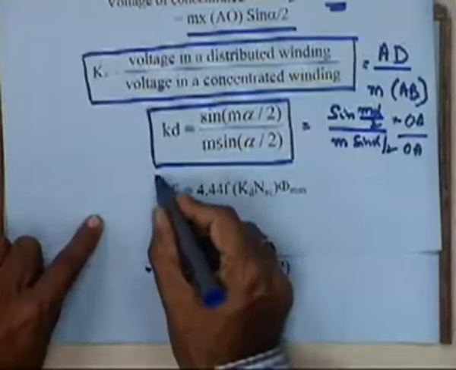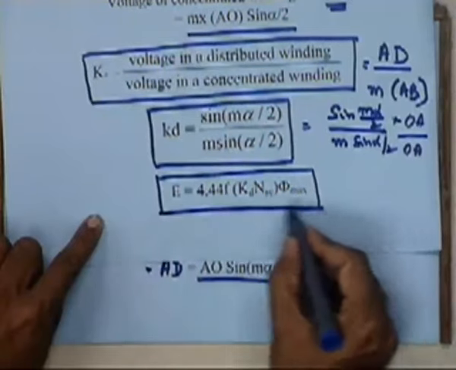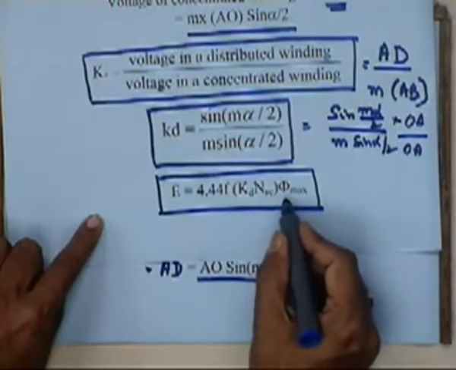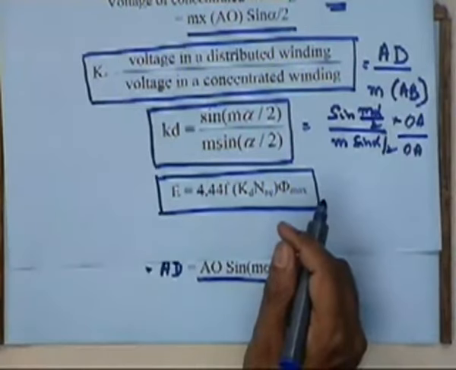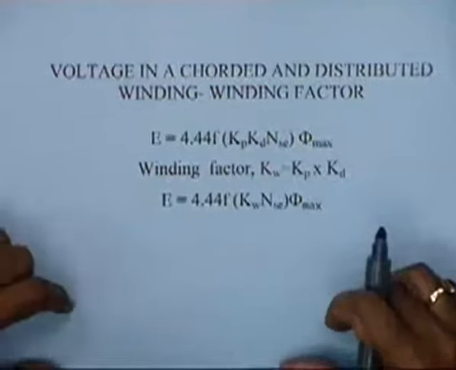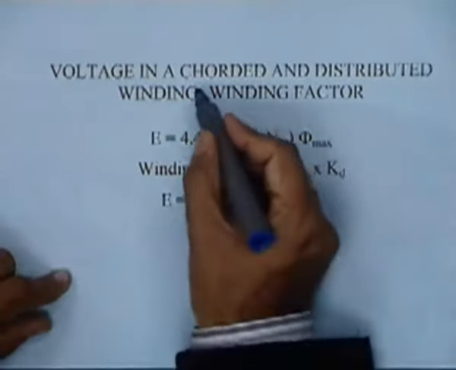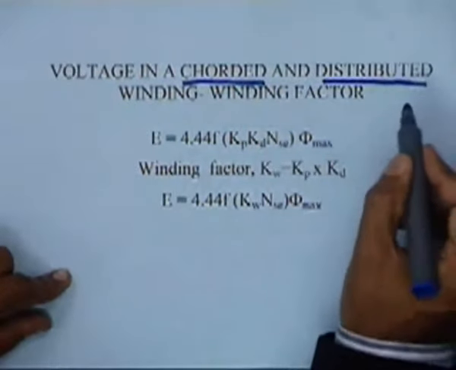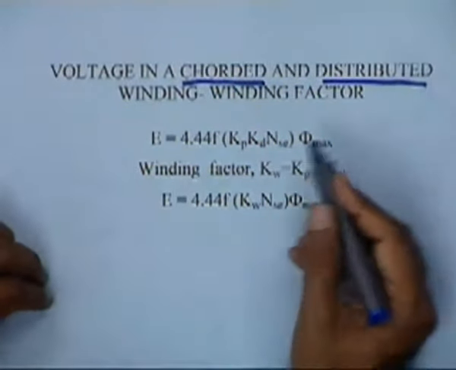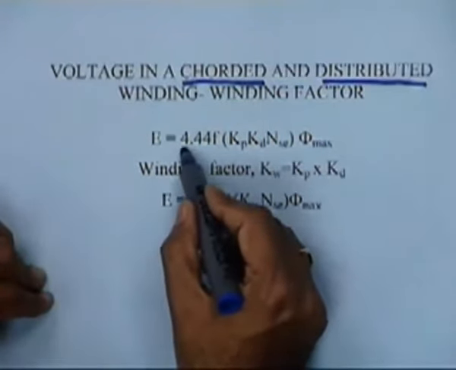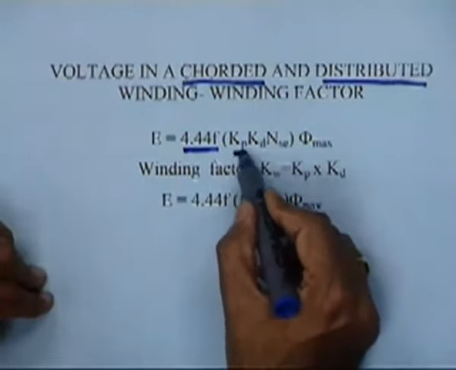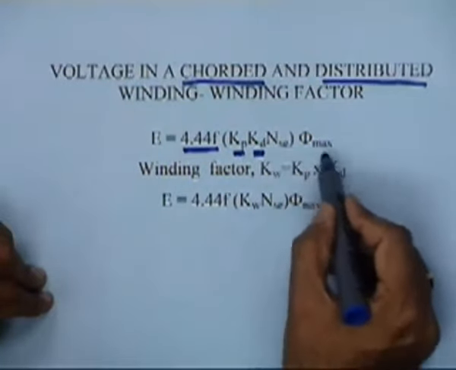And if the winding is distributed, the voltage then will be given by 4.44 F into KD NSE into phi max. Now we will conclude this lecture by writing what will happen if that phase winding is both distributed and short pitched or chorded. So if it is chorded and distributed, the voltage will be 4.44 F, with a pitch factor Kp and distribution factor Kd, into NSE into phi max.